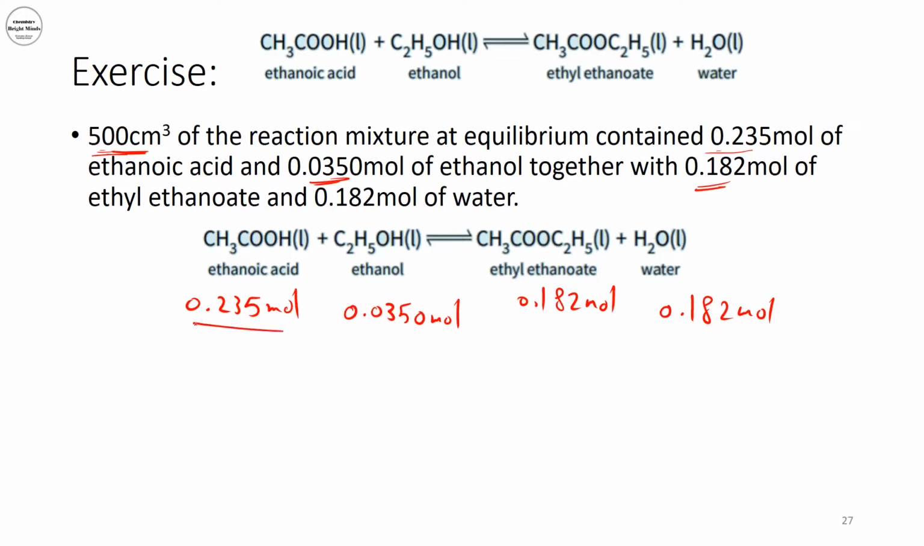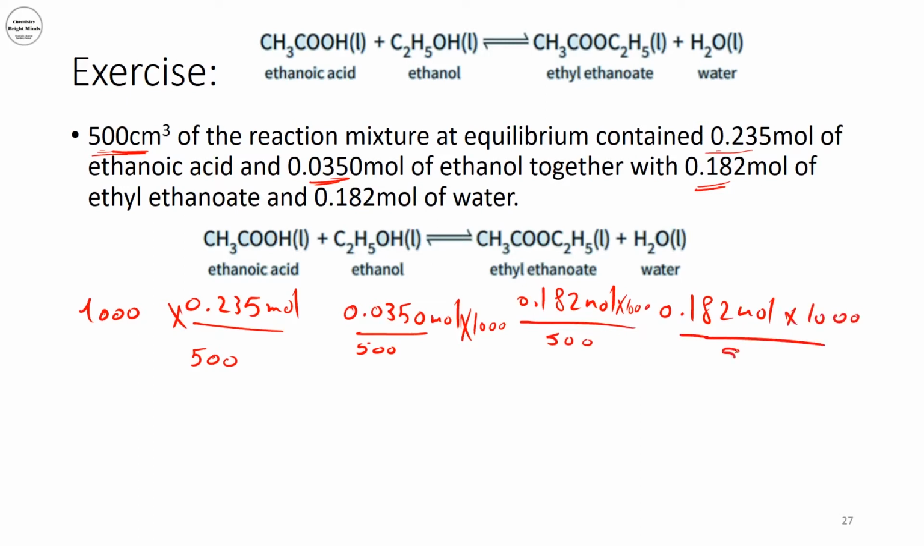So in that case I will divide here by 500. And I need to convert my cubic centimeter to decimeter, so I'm gonna multiply here by 1000. I will do the same with each one of them. So in here I will divide also by 500 and multiply by 1000. And in here I will do the same, multiplied by 1000, and divide by 500. And in here I will multiply by 1000 and divide by 500.